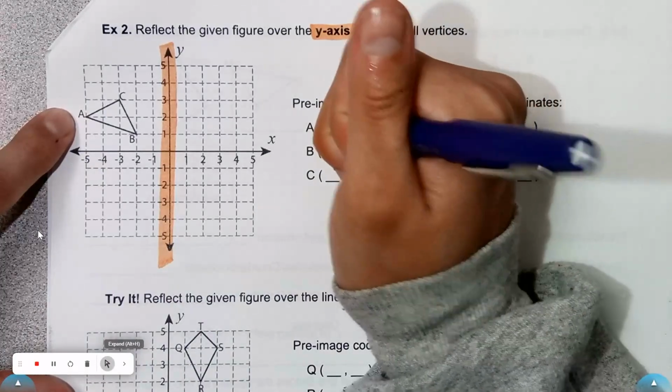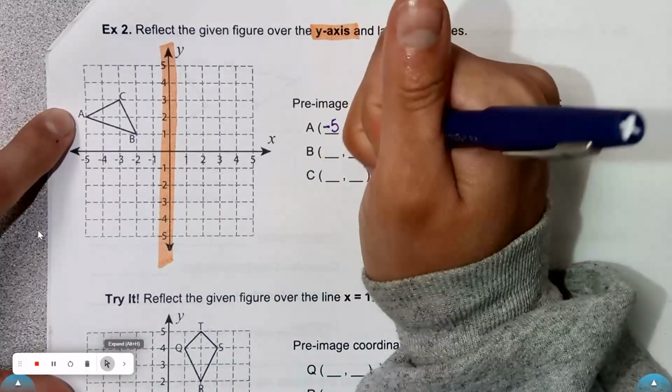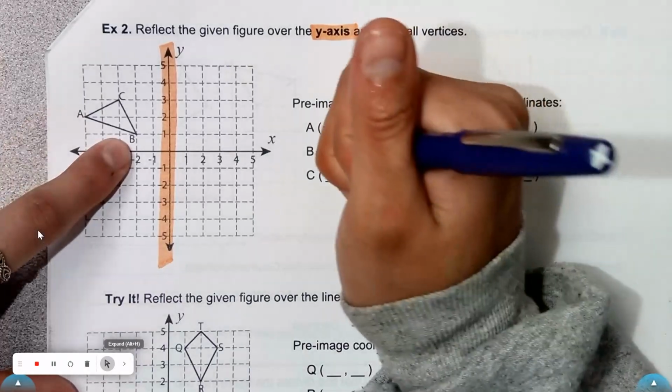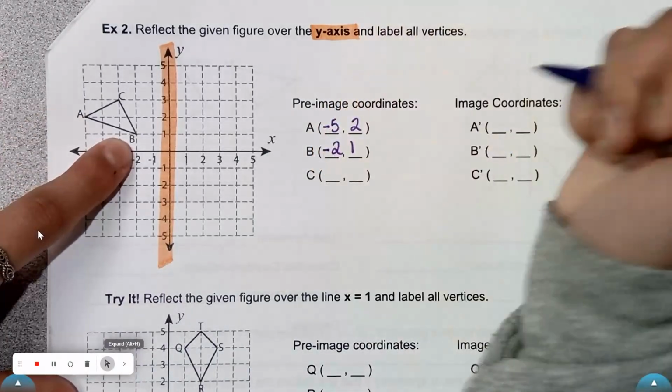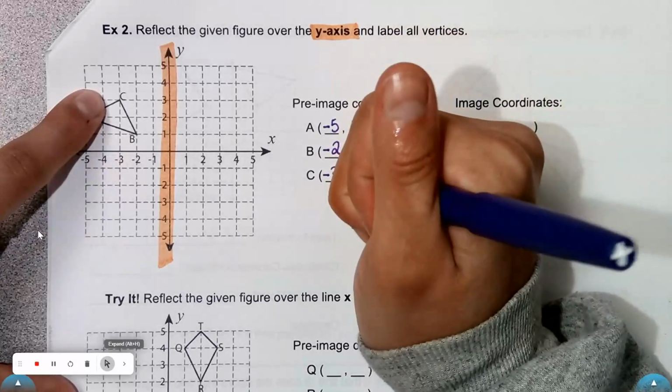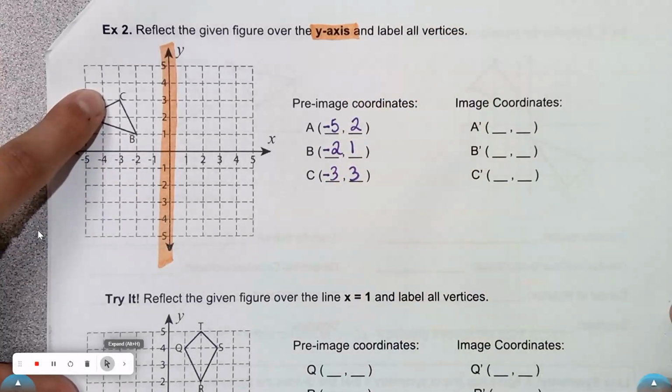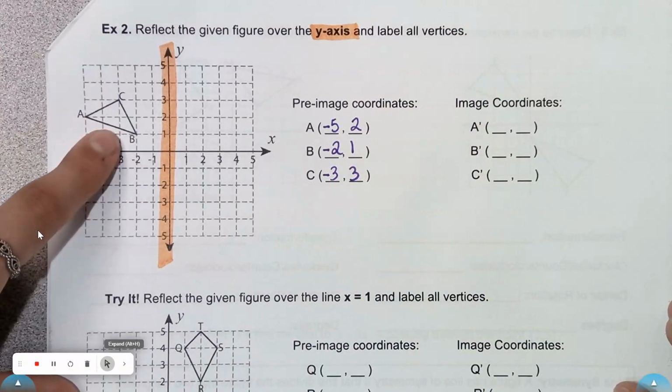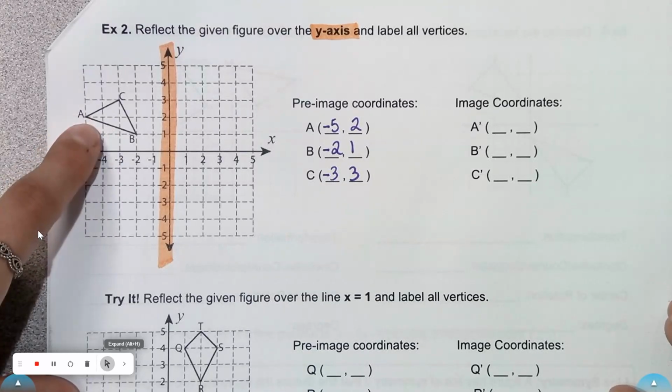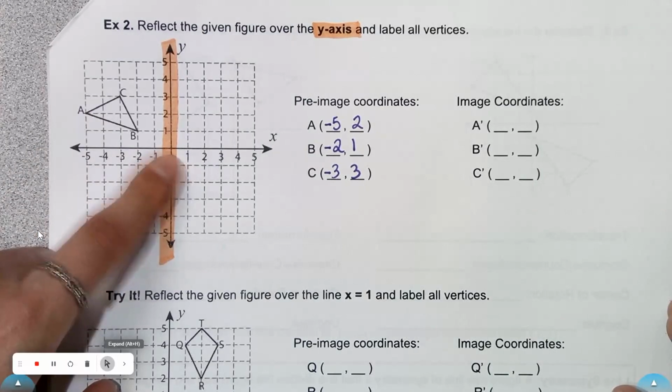So for A, I have -5, 2. For B, I have -2, 1. And for C, I have -3, 3. So those are the ones on the left. What I'm going to do now is reflect it. The best way I think to reflect it is to count how far away each dot is from the y-axis. So I'll start with A so I can show you.